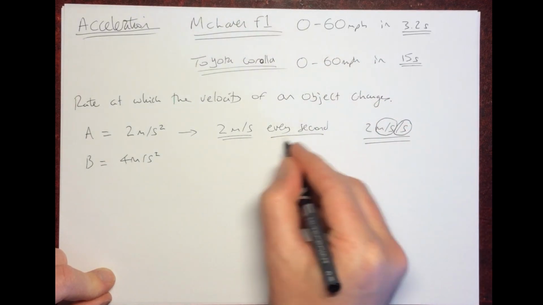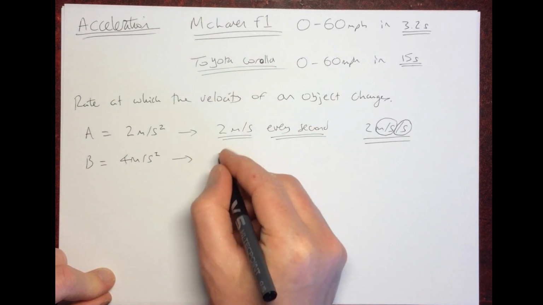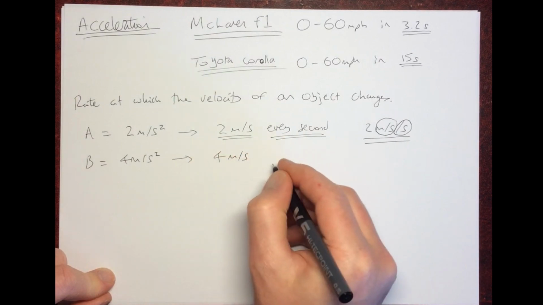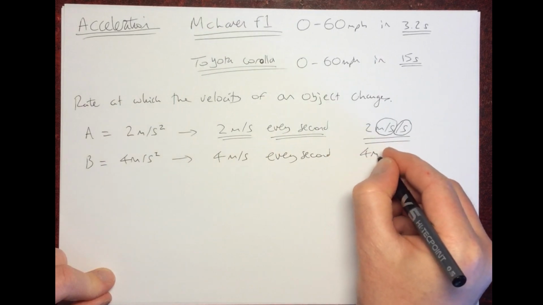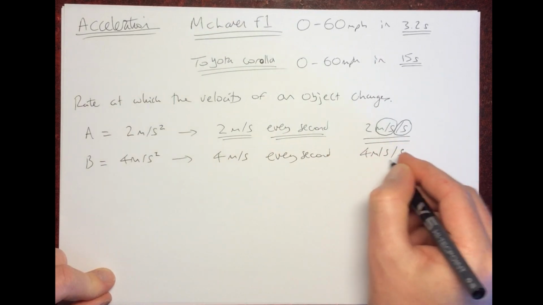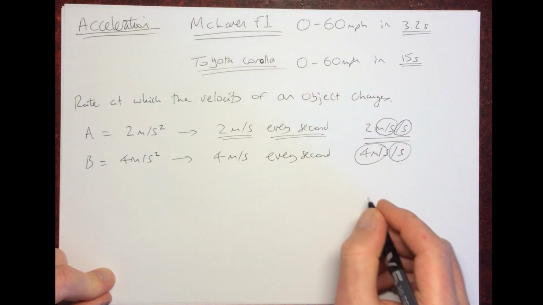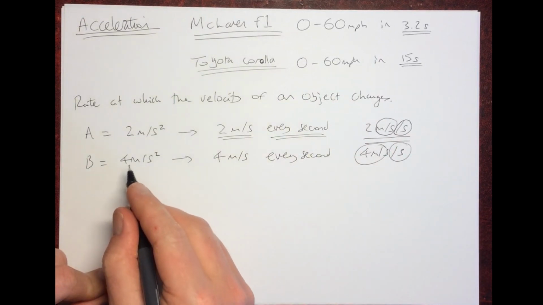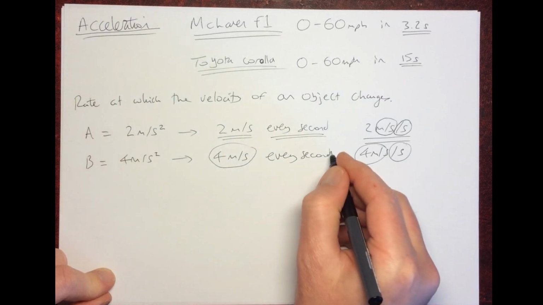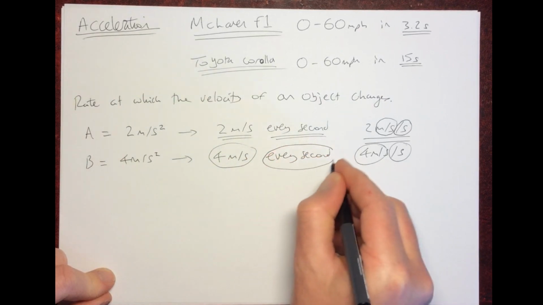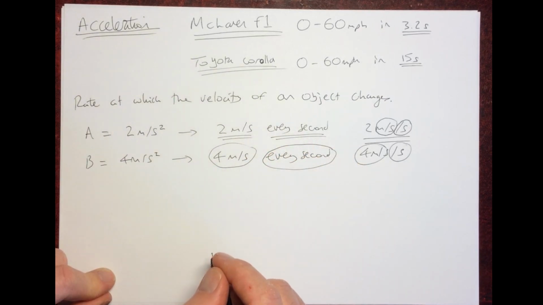So this object can increase its velocity by 2 meters per second every second. This object can increase its velocity by 4 meters per second every second. So this object has a greater acceleration because it can increase its velocity more per second, or in each second. And that's what we mean by acceleration.